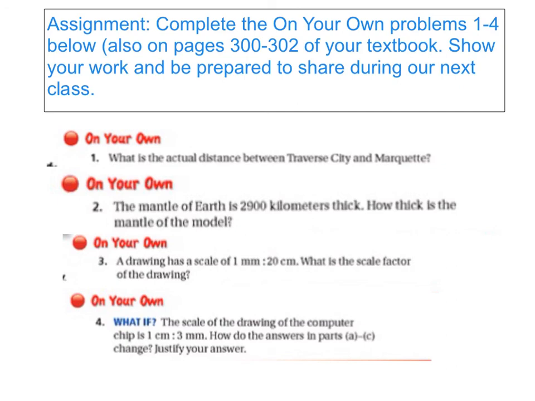Your directions for this assignment are to complete the On Your Own problems 1 through 4 below. They're also on pages 300 to 302 of your textbook. Show your work and be prepared to share during our next class.